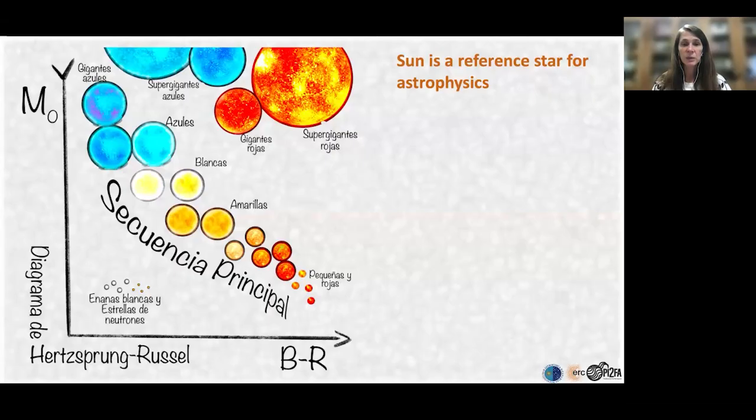This is so because all the stars that we know in the universe, we classify them in terms of what we call the Hertzsprung-Russell diagram, where we locate them as a function of their luminosity and as a function of their temperature. And then we know that all the ordinary stars essentially appear along this main sequence.